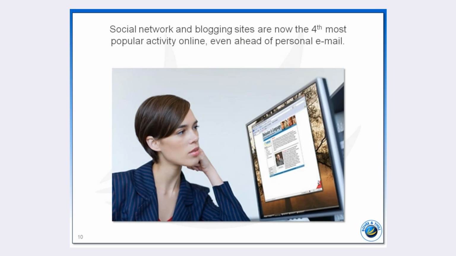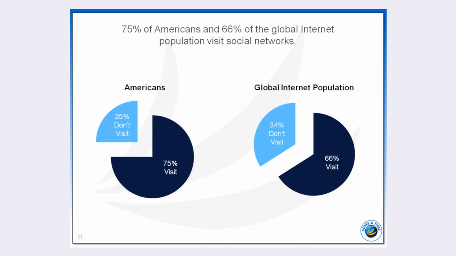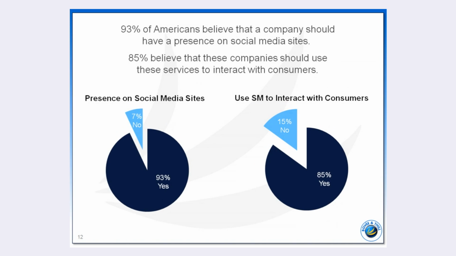Social networking and blogging sites are now the most popular activity online, followed by getting or receiving email, watching YouTube videos, using a search engine, or playing games. 75% of Americans and 66% of the global internet population visit social networks. 93% of Americans believe that a company should have a presence on social media sites. 85% believe that these companies should use these services to interact with customers.